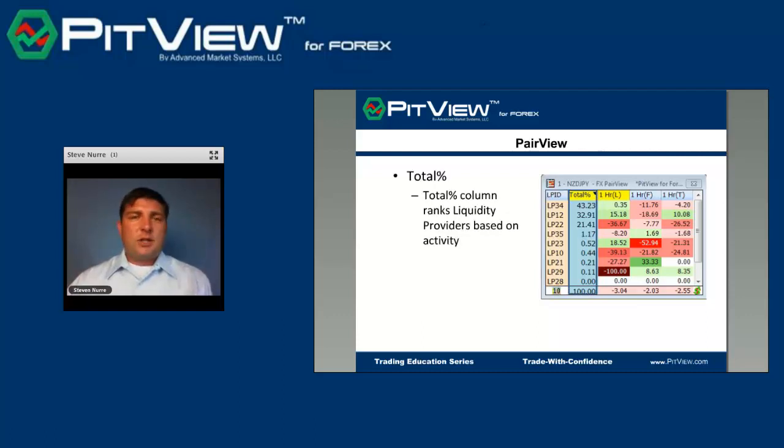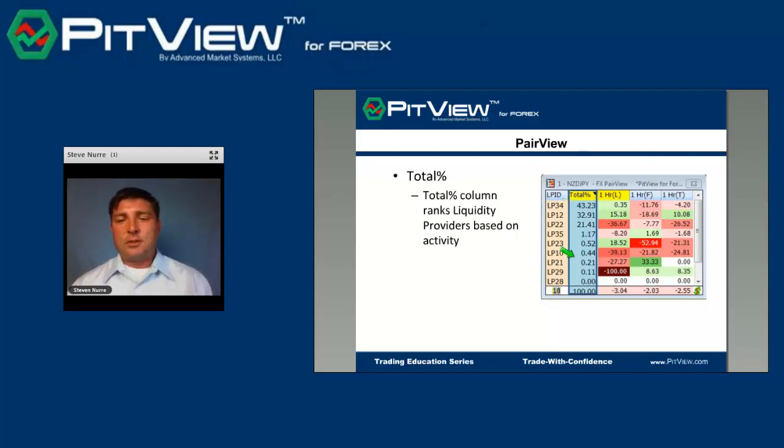The total percentage column, this is going to rank, based on activity, who the most active to least active liquidity providers are in the market based on what they're doing at the bid and ask price. So the total percentage column is going to tell you from top to bottom who's been the most active liquidity provider in the market and who has been the least active.